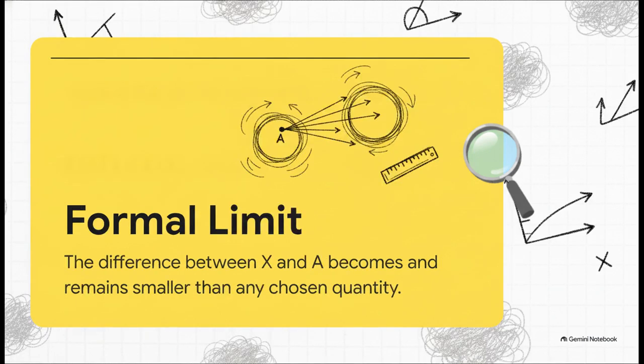Now, because of all these strict rules about epsilon challenges and staying close, math textbooks are going to hit you with a notoriously scary formal definition. It usually reads something like this. A is the limit of x if the difference between x and a becomes and remains smaller than any positive quantity we choose. Wow. If you read that in a classroom, it sounds totally terrifying, doesn't it? It's thick, it's dense, and it's incredibly intimidating.